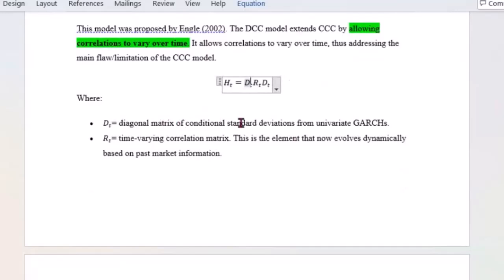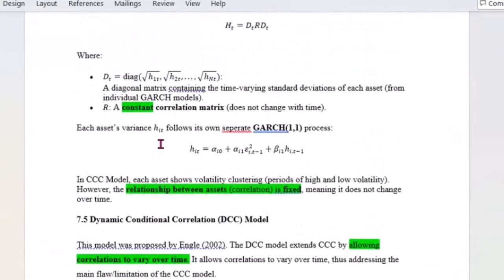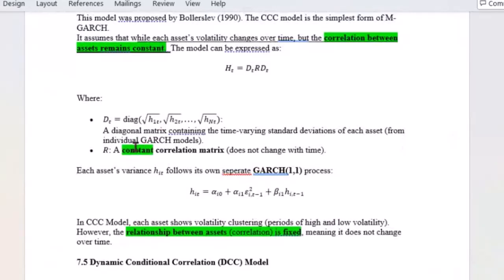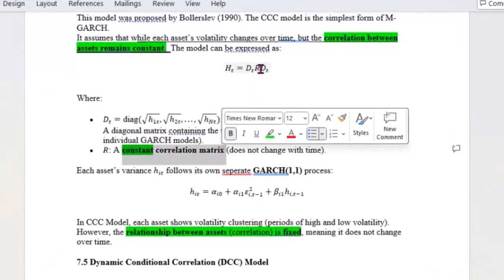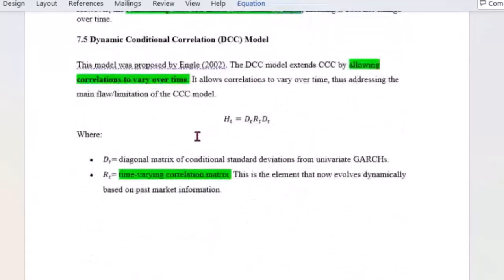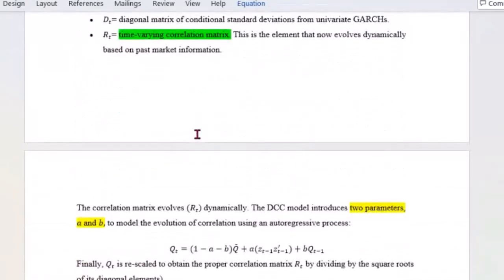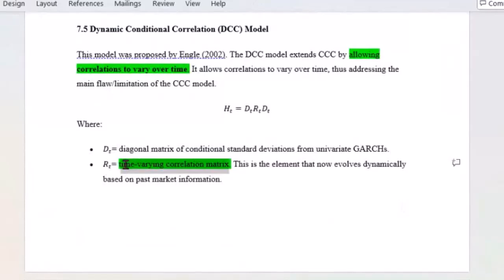So this D_t here is the diagonal matrix of conditional standard deviations of the univariate GARCH. And this R_t, which is what we are actually interested in, is the time varying correlation matrix. Remember, in the other one, we said that it is a constant correlation matrix. But for this one, we are saying that it is a time varying matrix, meaning that it is changing over time.